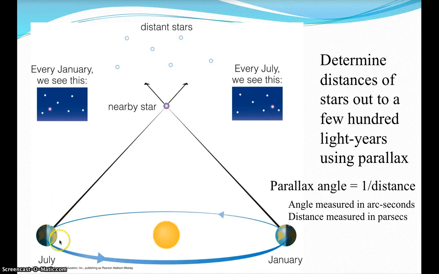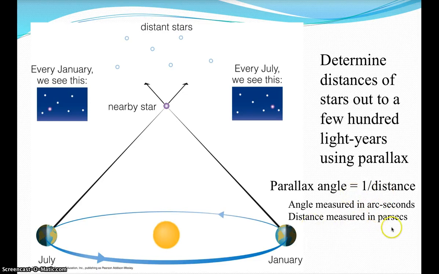So we should see, as we go from July to January, the star move from this position in the sky to over here. Notice how the background is exactly the same, but the position of the nearby star has switched. Basically half of the angle of this shift is called the parallax angle. And it turns out that if we can measure the parallax angle, or the shift of a star's position over the course of 6 months, that angle, if it's measured in arc seconds, because remember it is a very small angle, is equal to 1 over the distance.